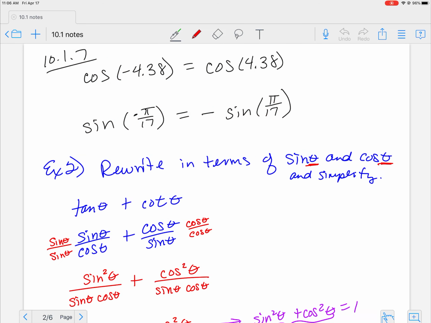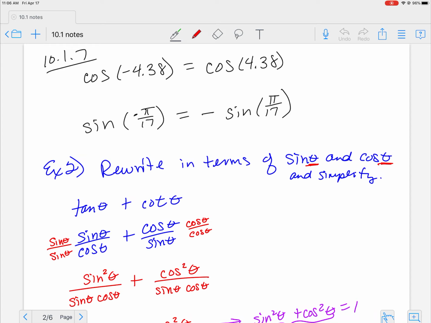All right? Now, here you can just plug these in. If I input a negative for cosine, I know I'm going to output just the regular function because it's even. If I input a negative for sine, I'm going to output the negative because it's odd. There's the moral of that story. That's literally all there is to it.